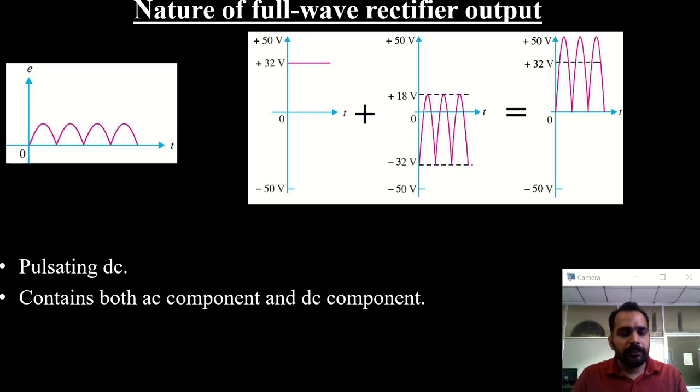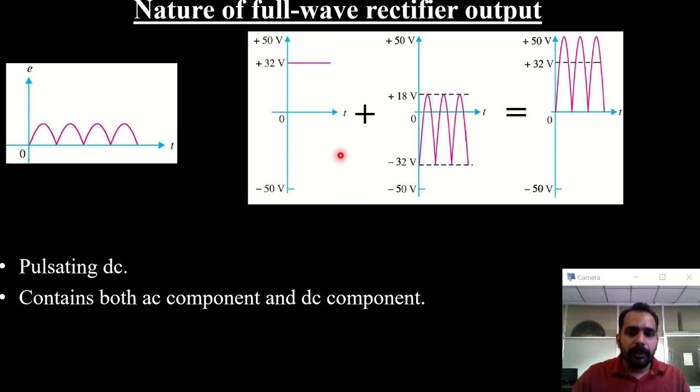This pulsation is actually due to the AC component present in the rectifier output. So it is not a pure DC, but it also contains an AC component. To understand how this AC component comes into the rectifier output, let us look at this diagram.